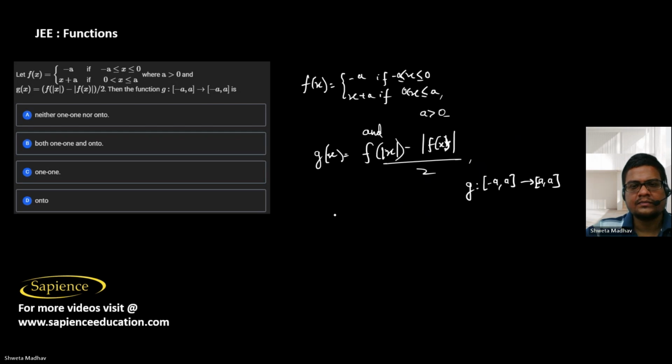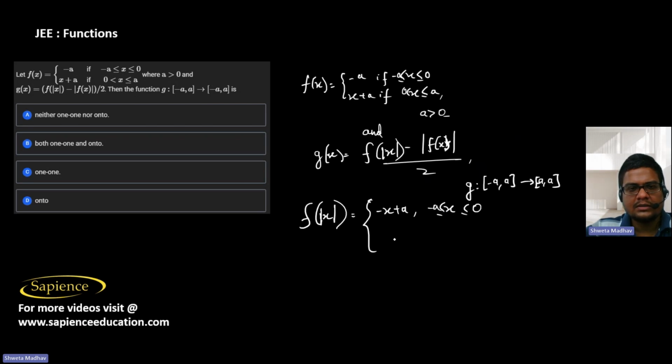So now f of mod x. Mod x will obviously be from 0 to a only, always from 0 to a when x goes from minus a to a. So when x goes from minus a to a, it will be mod x plus a actually. So it means that from minus a to a, it will be minus x plus a when x is from minus a to 0, and it is equal to x plus a if x is from 0 to a.